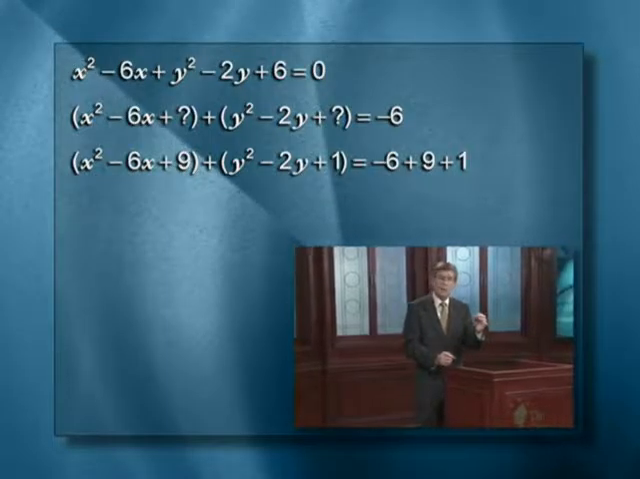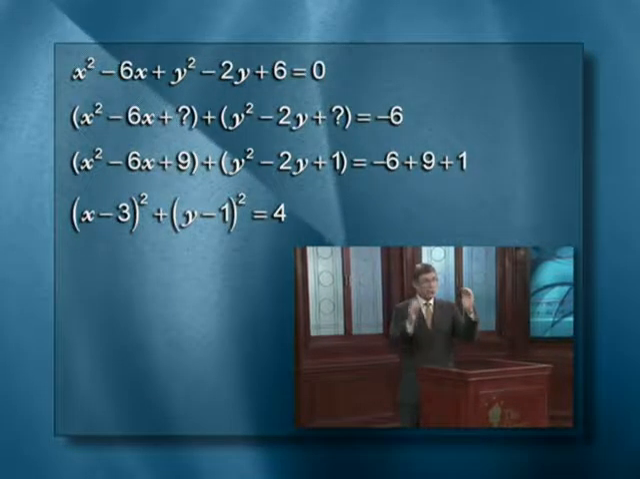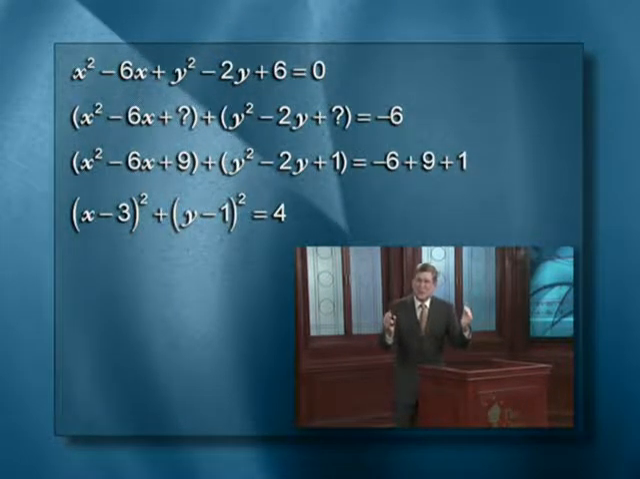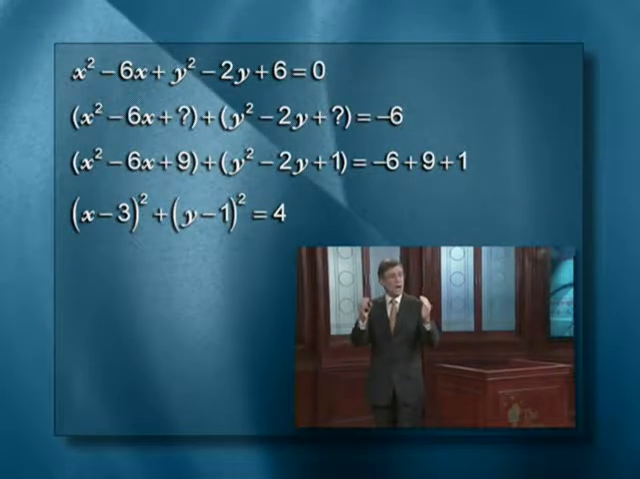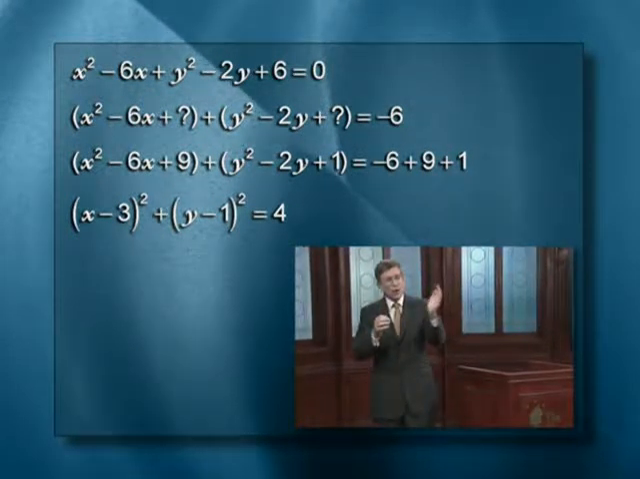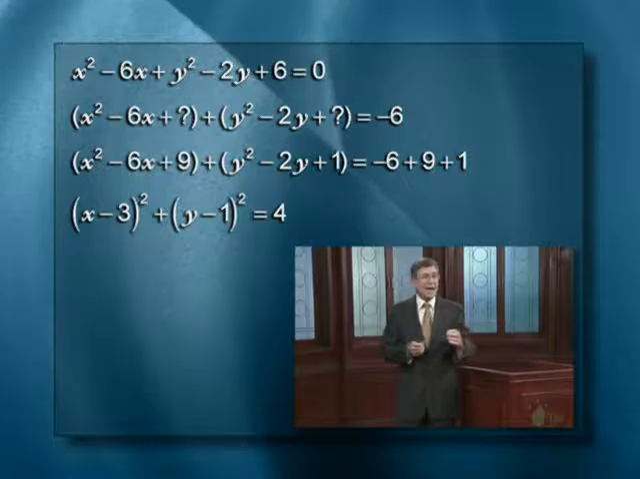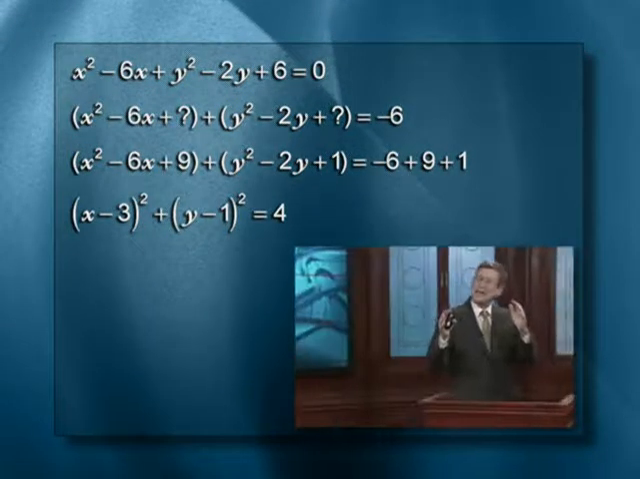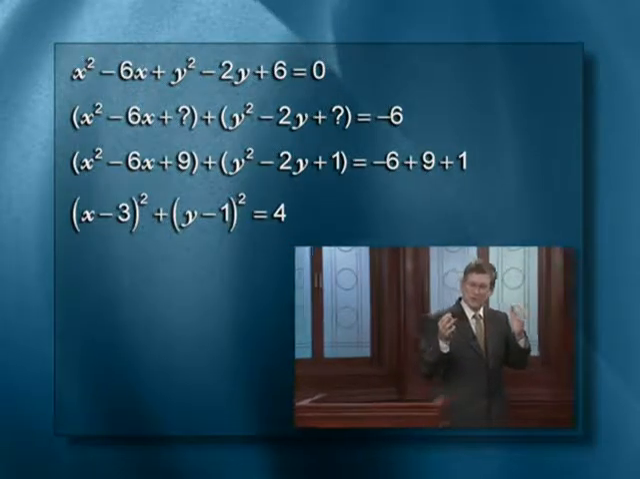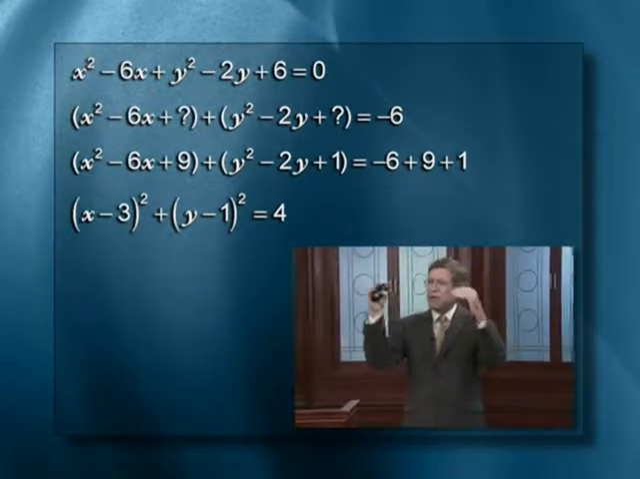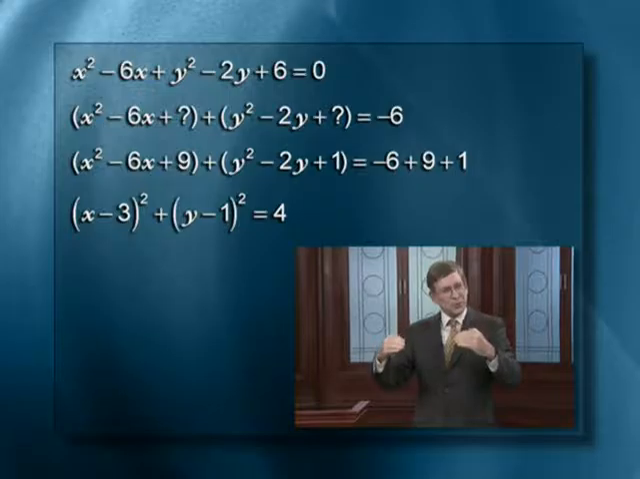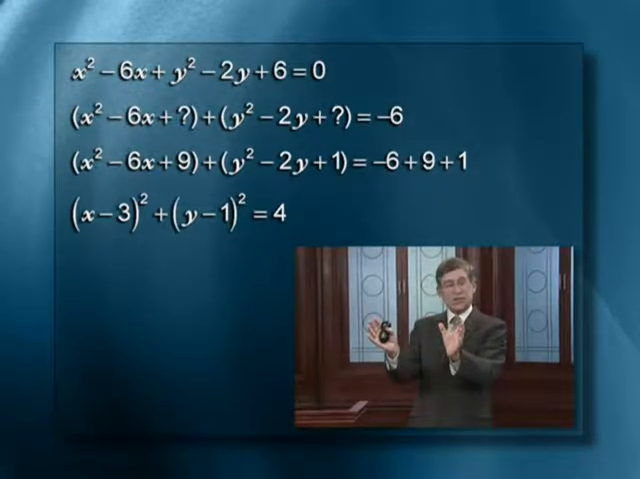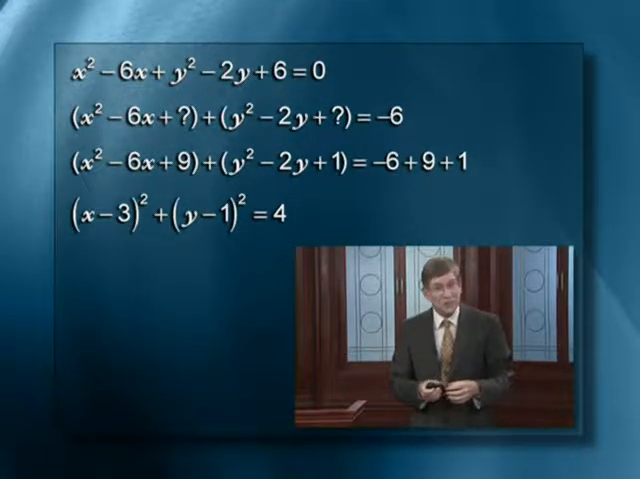And we're left with the following. X minus 3 quantity squared. We made it a perfect square, didn't we? Y minus 1 quantity squared. And then all the little numbers on the right-hand side add up to 4. So there's our standard equation of the circle. We started off with that funny polynomial type equation, completed the square, and now we discover, oh, that's a circle.